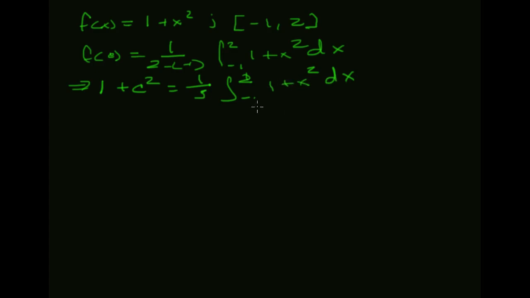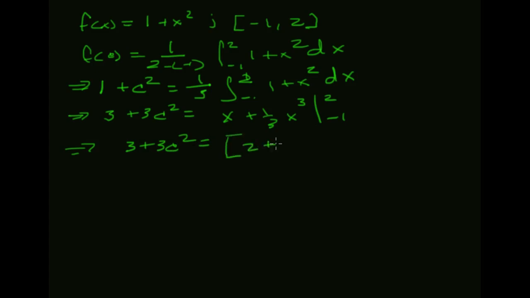Okay, so let's simplify a little bit here. I'm going to bring the 3 over. That's going to give me 3 plus 3c squared is equal to x plus 1/3 x cubed from -1 to 2. So this is 3 plus 3c squared is 2 plus 1/3 times 8 minus -1 minus 1/3.